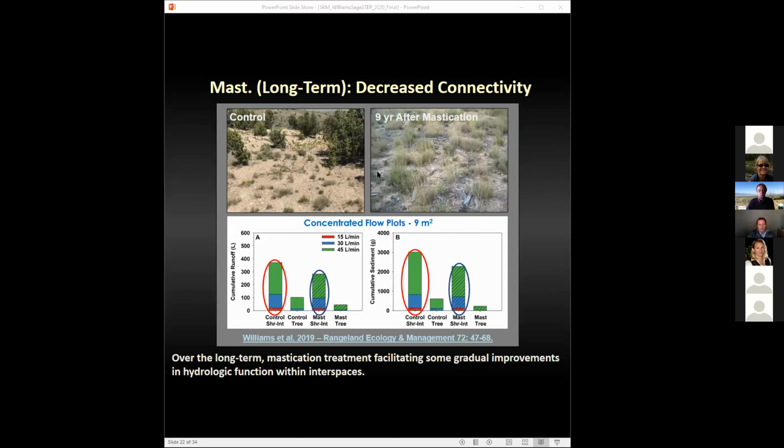However, 9 years post-treatment, cover had improved a little bit, and we did see some slight reductions in runoff shown in the graphs there and cumulative sediment for the intercanopy areas. But those were not significantly different between control and mastication treatment. So much like the cut, there is an improvement in hydrology, but it's a little slower to respond than the prescribed fire treatment.